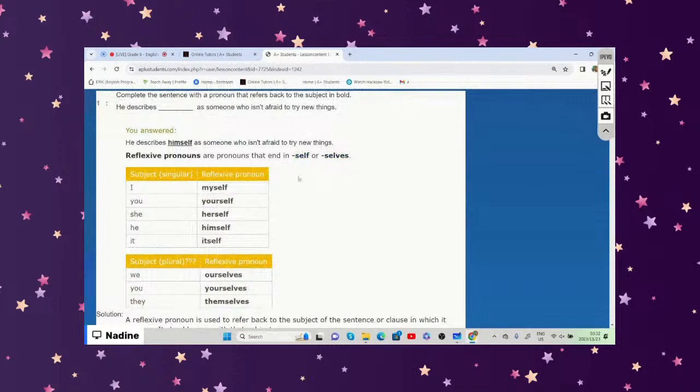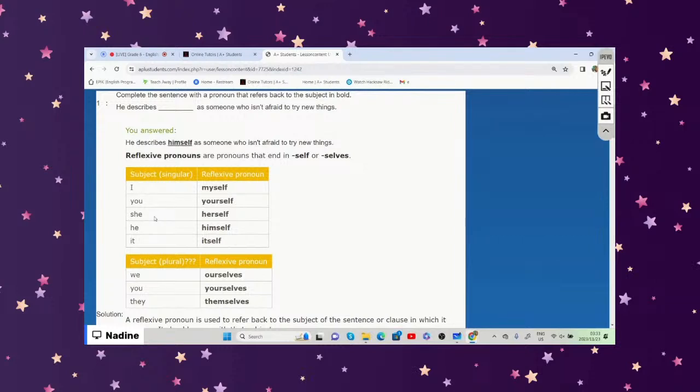selves, plural, right? So if our subject is I, then the reflexive pronoun will be myself. So myself is referring back to I, which is the subject, or I, which is the subject, refers to myself, which is the reflexive pronoun. If the subject is you, and remember, you can be both singular and plural, then you, as a singular subject, refers to the reflexive pronoun, which is yourself.